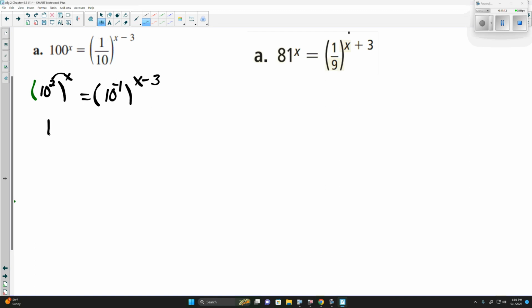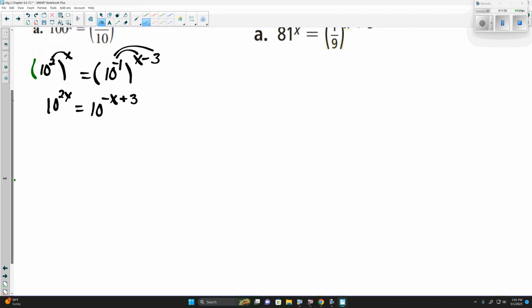Because here, 2 times x would be 2x. The other side, we're going to have to distribute the negative 1, giving us negative x plus 3, which exactly is going to tell us that 2x is equal to negative x plus 3. First thing we can do is I would add x, because on one side we do have x by itself. So that'll tell us that 3x is equal to 3.